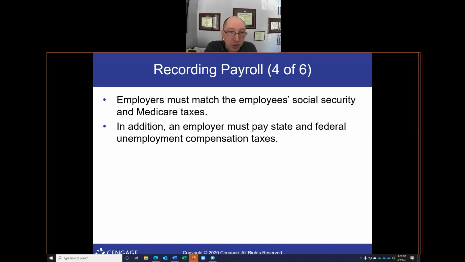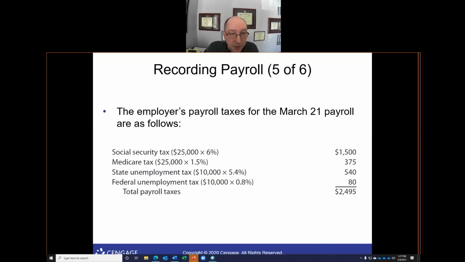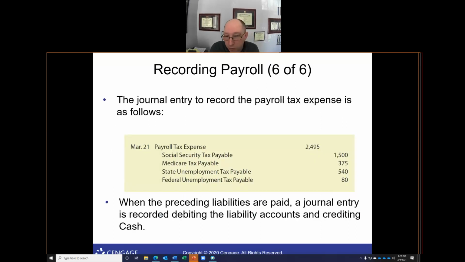Employers must match employee Social Security and Medicare taxes. In addition, they must also pay unemployment taxes. So the employer pays Social Security tax, Medicare tax, state and federal unemployment tax. So if you ever become unemployed for whatever reason and you're eligible to collect unemployment, that's where that money comes from. It comes from your employers. They have paid into this fund, and that fund then goes to you when you need it. That's what it's there for, yeah? And this is a journal entry for payroll taxes.